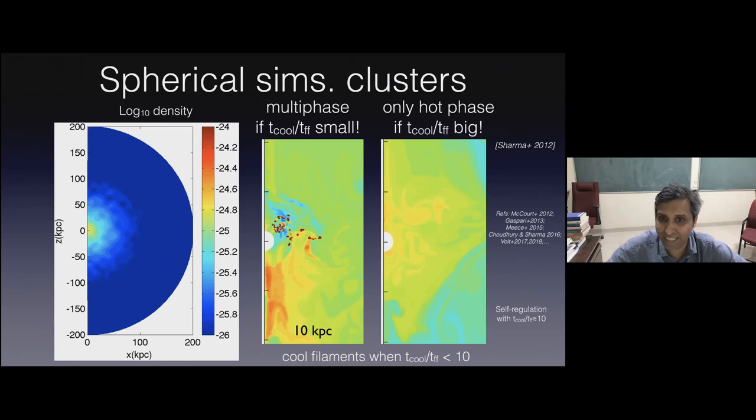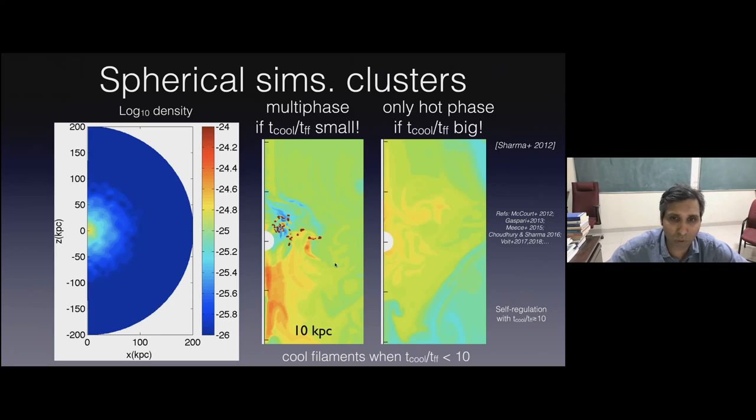So this suggests that there can be some sort of self-regulation going on in such systems, where t_cool over t_ff, where cooling time is measured in the background hot gas, is maintained in this state where the cooling time to the free fall time is greater than 10.